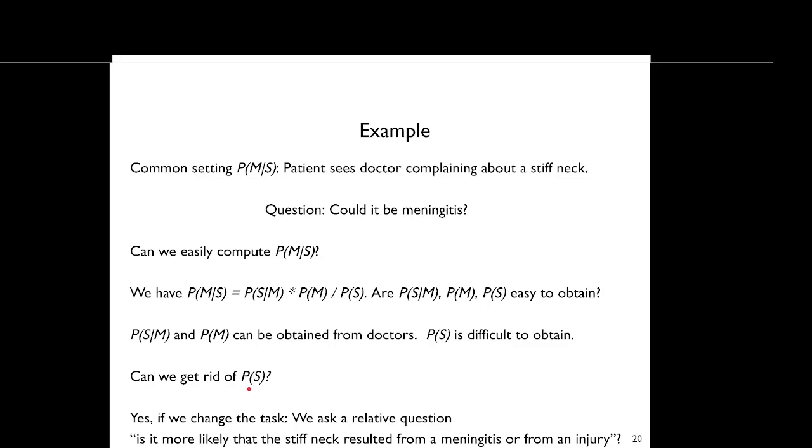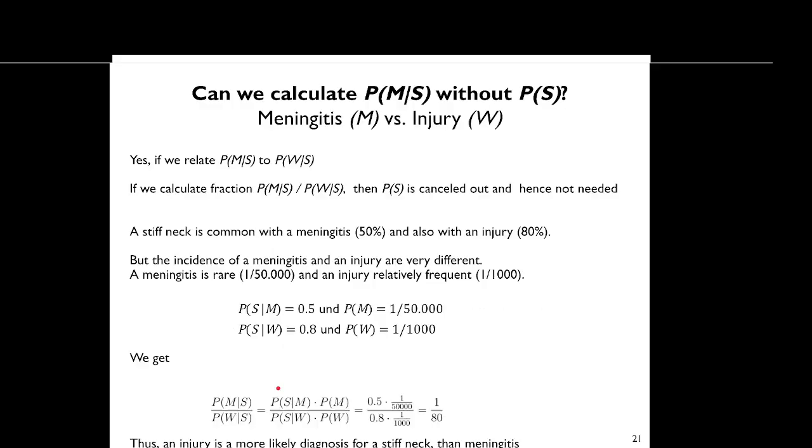Now we say, okay, we cannot change the formula, but is there maybe a way we can get rid of P of S? And the answer is yes, there is, because we change the task. We don't change the equation, and we make it a relative question. So instead of asking what is the exact probability of the diagnosis meningitis given a stiff neck, we just want to know what is more likely, a diagnosis of meningitis or a diagnosis of an injury that actually led to the stiff neck. And as we're asking this relative question, we will see that P of S cancels out and we don't have to calculate it at all.